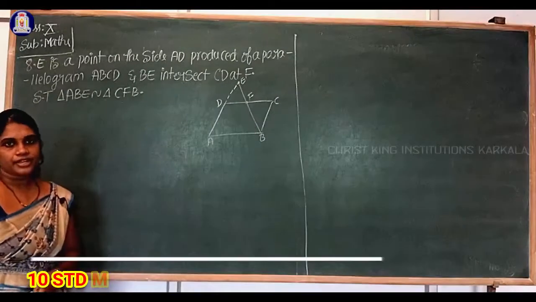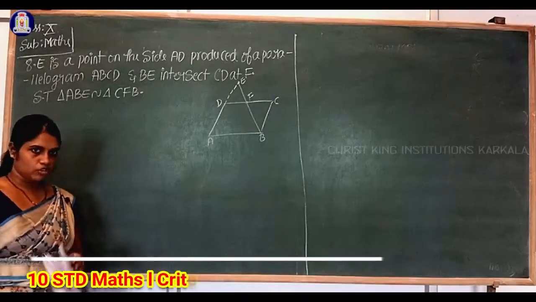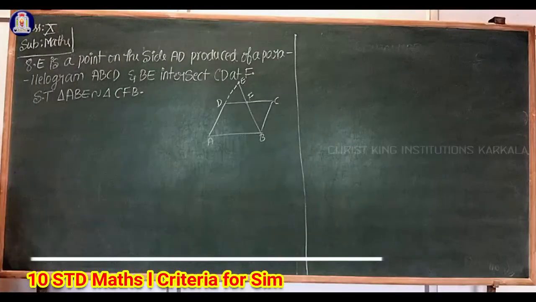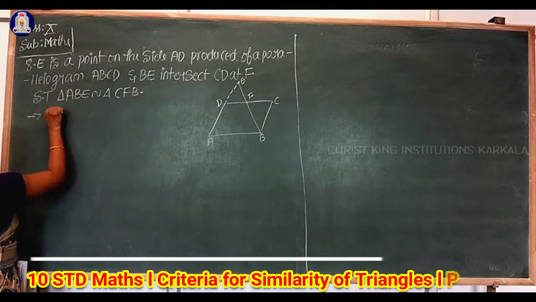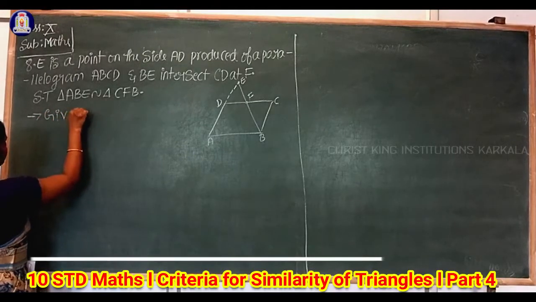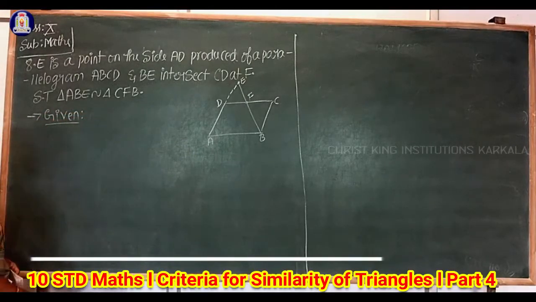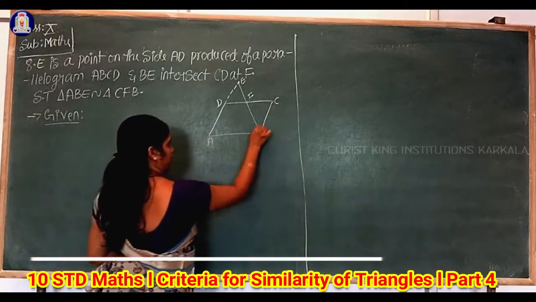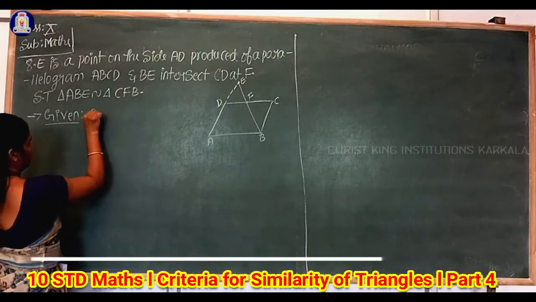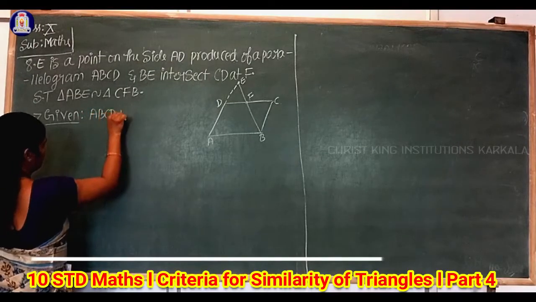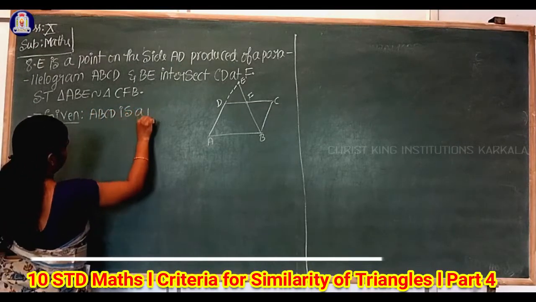I'll write the given data, what they have given in the question. Students, always remember, I'll start with the given here. So first I'll write given. What is given here? ABCD is a parallelogram, isn't it? ABCD is a parallelogram.